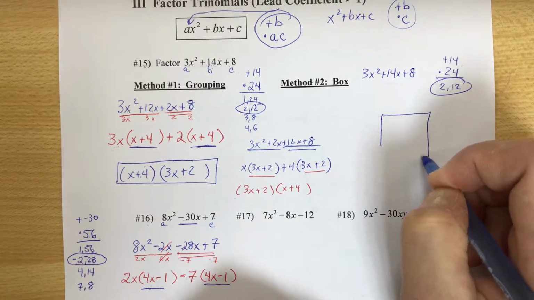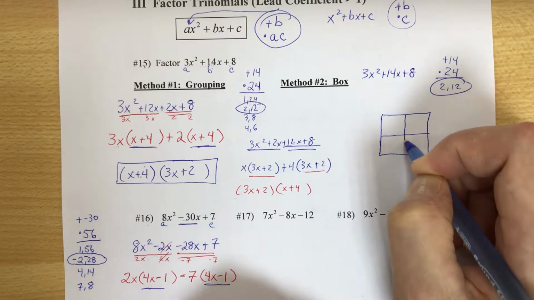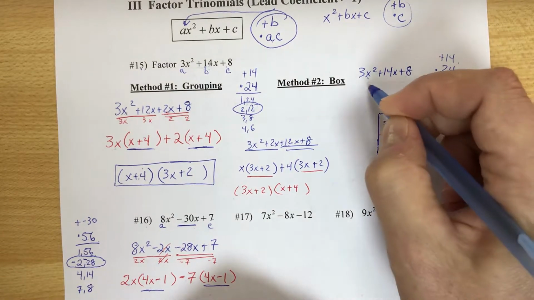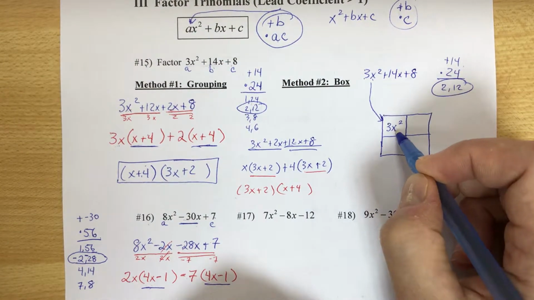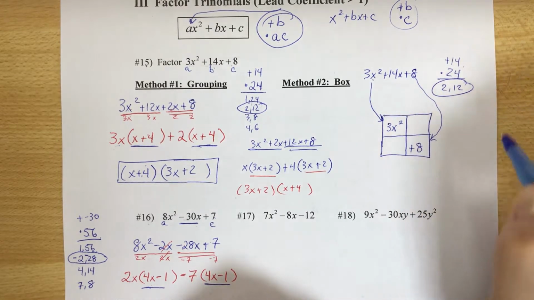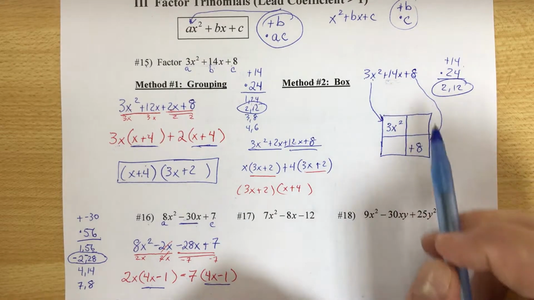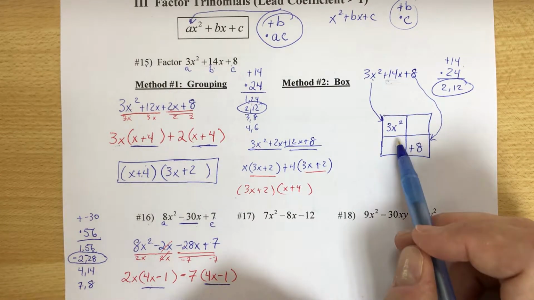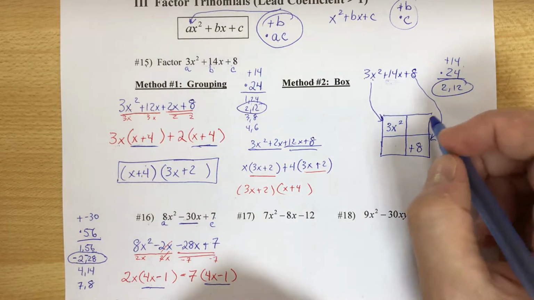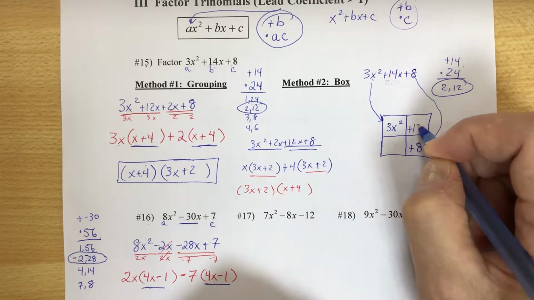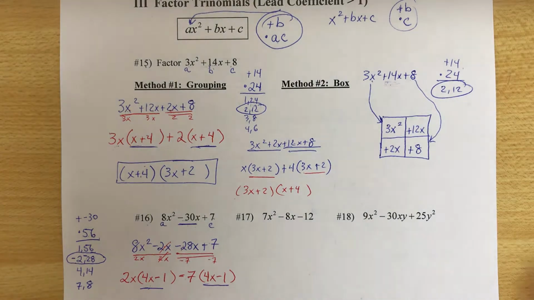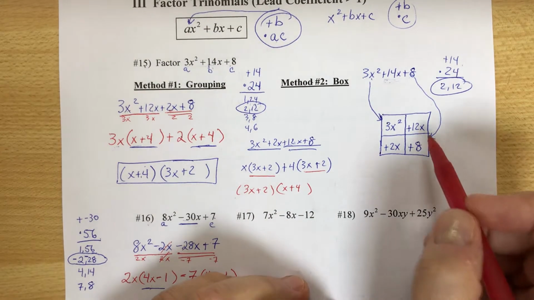What we do, you can take a box. We'll make it a 2 by 2 square. The 3x squared, the quadratic term goes into the first square. The constant goes into the last square. The middle term, the 14x, gets split here, but not 7 and 7. It has to be these values. 7 and 7 won't work. So I'll say plus 12x plus 2x. Okay, now what you do from there, it's like a times table, except you're working backwards.